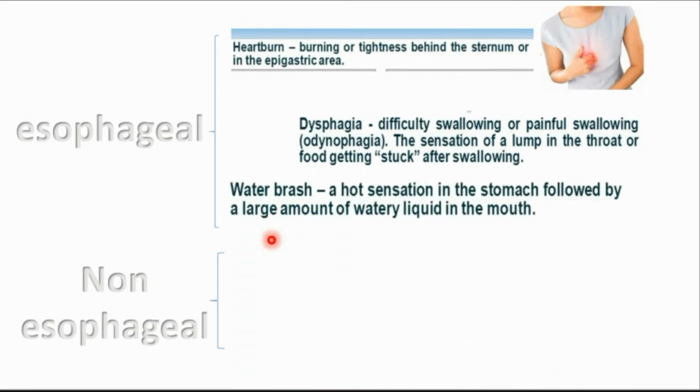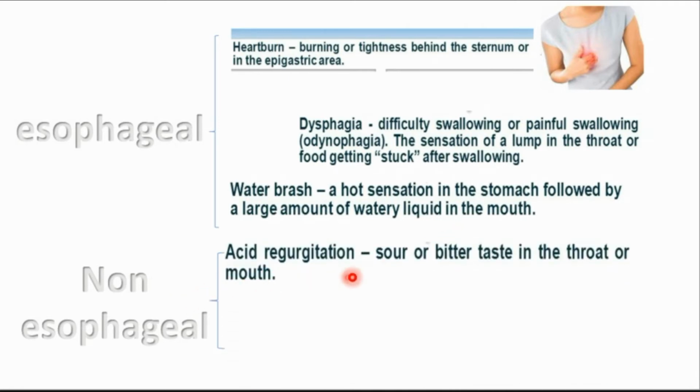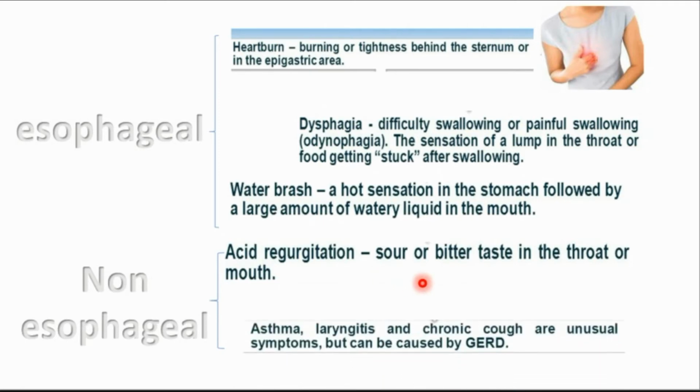Thirdly, there is water brash, a hot sensation in the stomach followed by a large amount of watery liquid in the mouth. The non-esophageal symptoms consist of acid regurgitation. It is also a bitter taste experienced in the throat or mouth. The second is asthma, laryngitis, and chronic cough, which are unusual symptoms but can be caused by GERD.